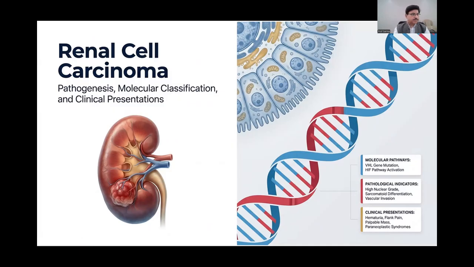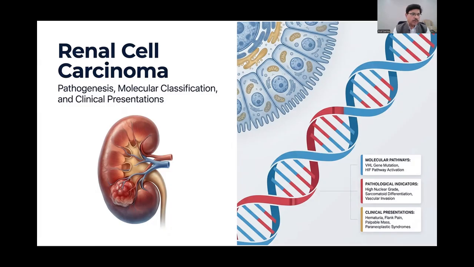Okay, let us start. So we are going to look at renal cell carcinoma, which is a very important clinical entity as far as all postgraduates are concerned. And the detailed medical illustration here shows a kidney with a tumor in the lower pole. You can see the lower pole tumor, and the double helix DNA is there, and also the cell architecture, showing that this has a lot of molecular pathways and pathological indicators and clinical presentations also.